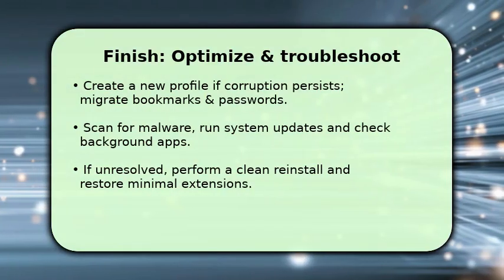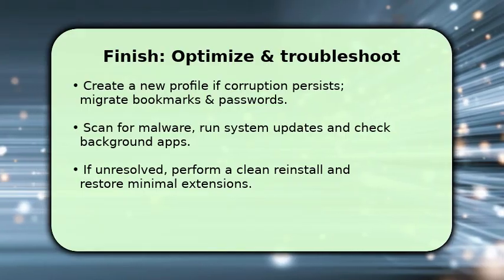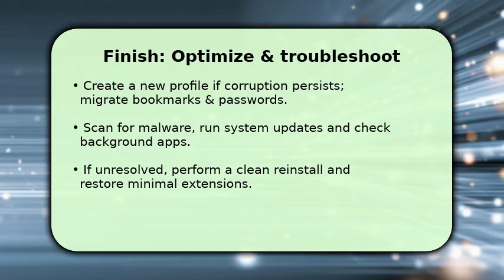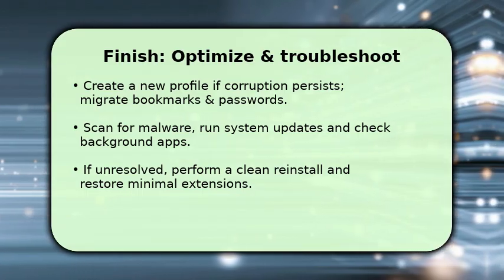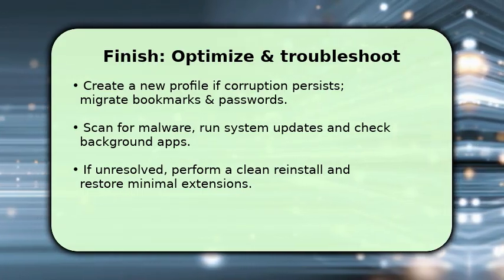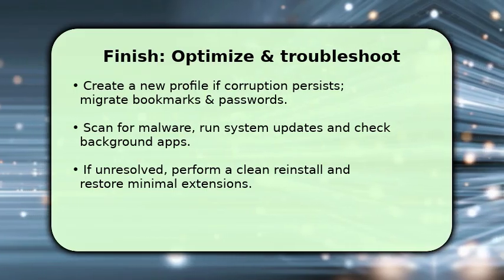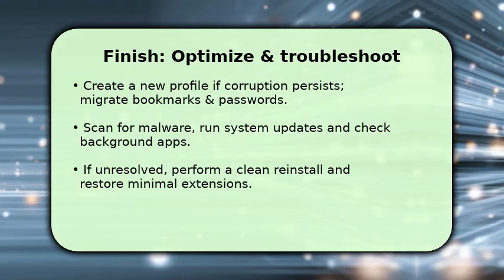You finish by optimizing and planning for recovery. If problems persist, create a fresh Chrome profile and migrate bookmarks and passwords. Profile corruption often causes runaway CPU. Run a malware scan and install OS updates, then check for competing background apps that steal cycles.